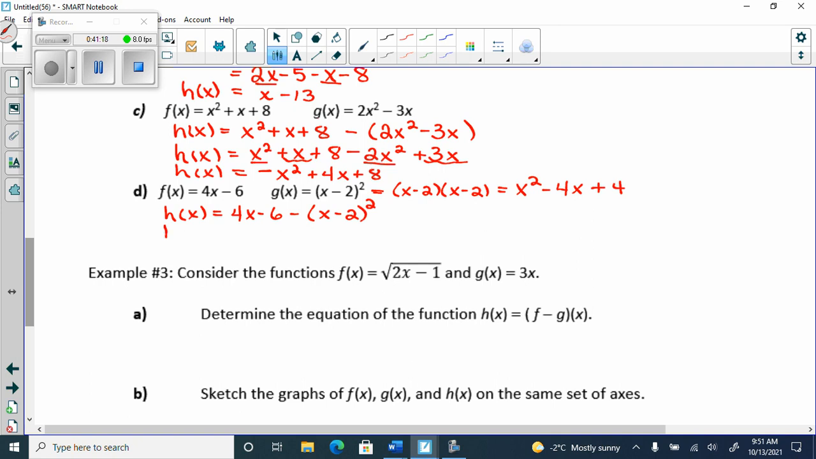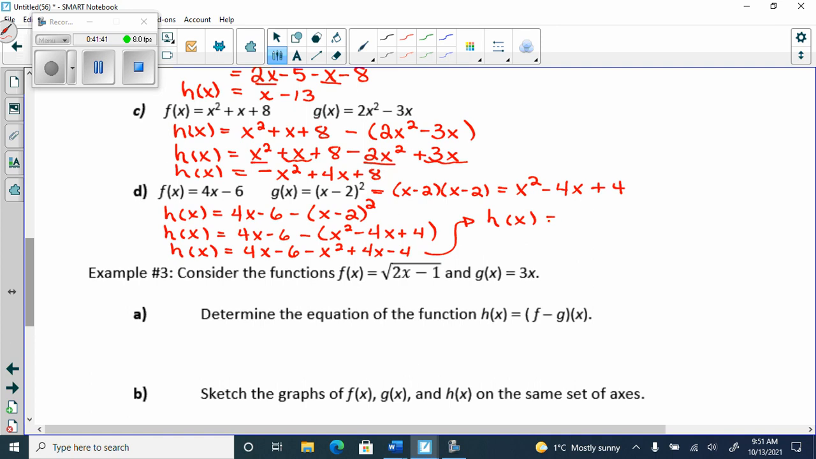So I'm going to actually get h of x equals 4x minus 6 minus x squared minus 4x plus 4. And then I have to distribute my minus sign. 4x minus 6 minus x squared plus 4x minus 4. And I get h of x equals negative x squared plus 8x minus 10.